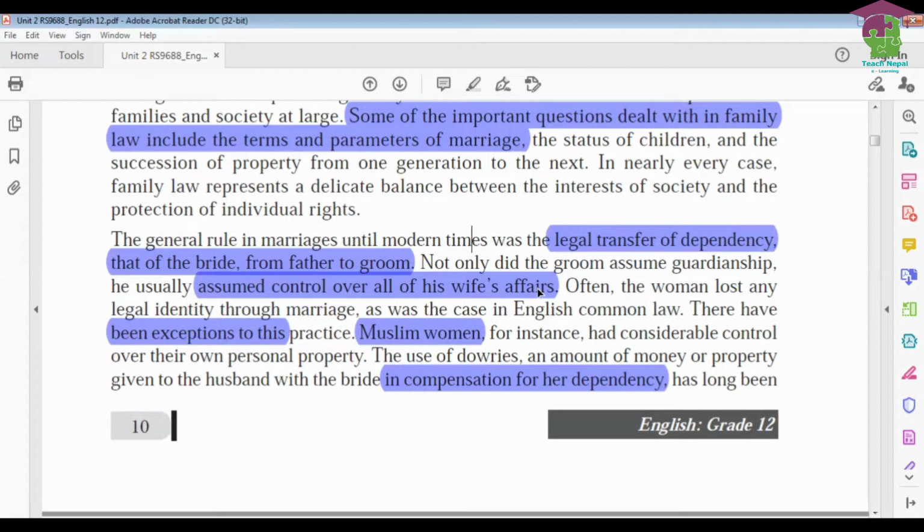त्यहाँ चाहिँ गार्जियनसिप मात्र होइन कि राइट, that person, that bride groom, he expects or he assumes the control over all the affairs of his wife's. Often the woman lost any legal identity through marriage, as was the case in English common law. There have been exceptions to this practice.